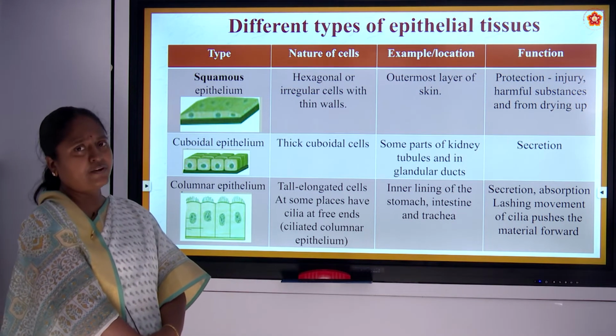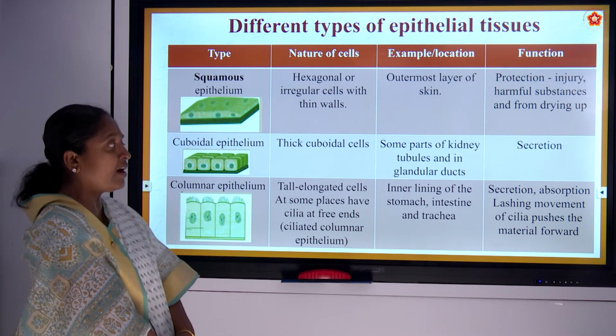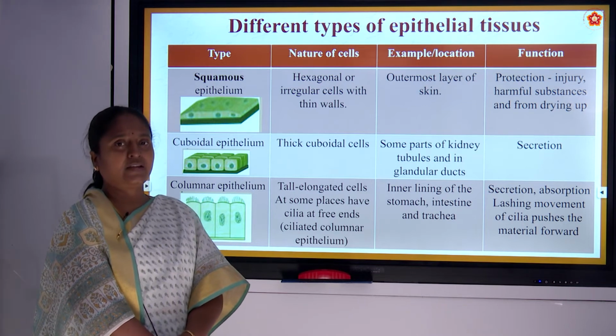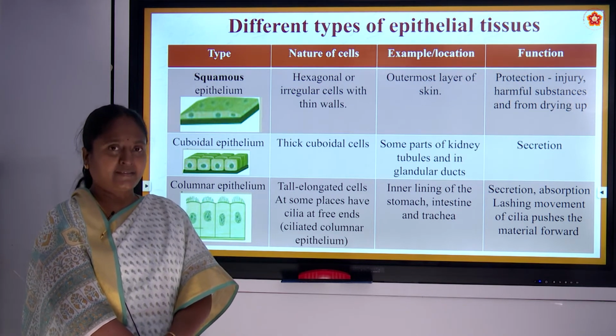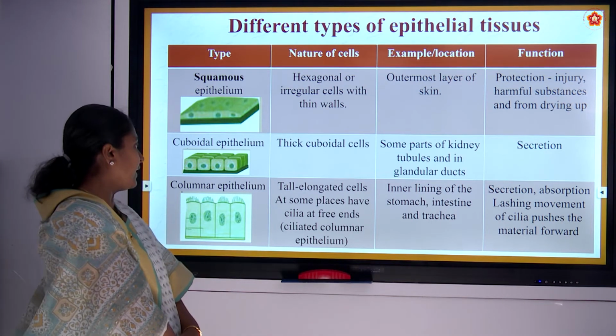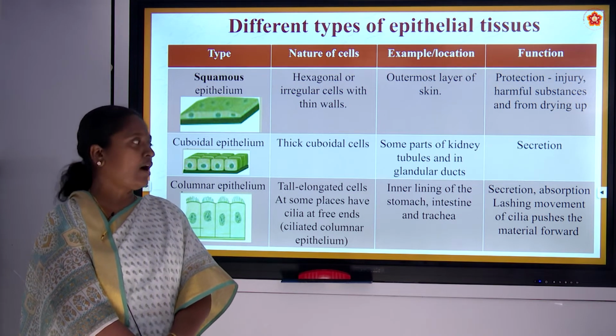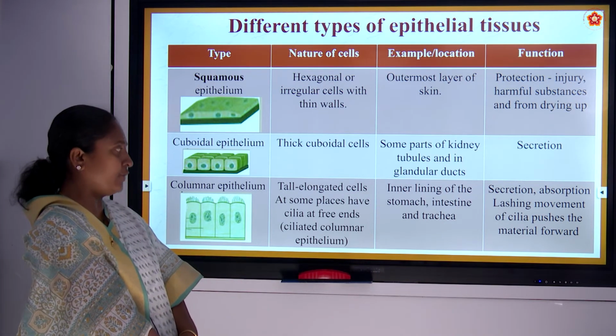What's its major function? These cells in the stomach and intestine are secretory in function. They will produce certain enzymes for digestion. In the intestine especially, these cells are involved in the absorption of the digested food. So, absorption is also one of the functions.